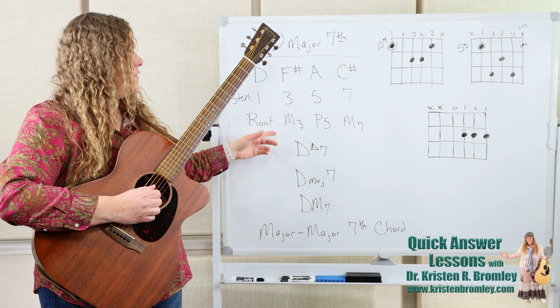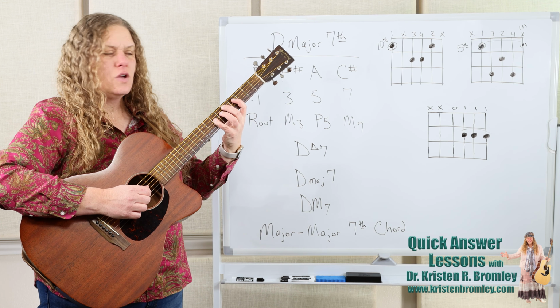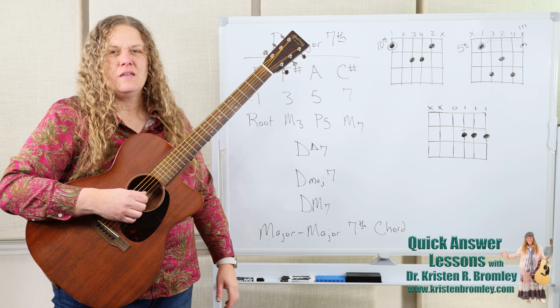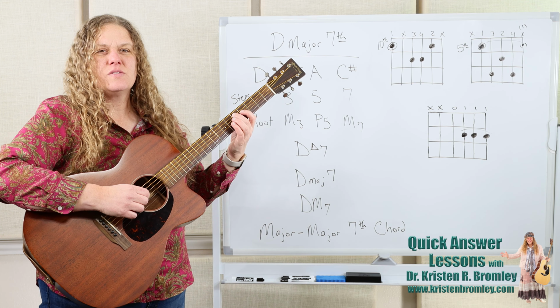Then it's got a perfect fifth. The A is the perfect fifth. It's the fifth of that scale. And then C sharp is a major 7th above that root. That is what the other major means in the name of this chord, as a major 7th chord. That's the term we use in theory, but for short we just refer to it as a major 7th chord. In this case, a D major 7th chord.